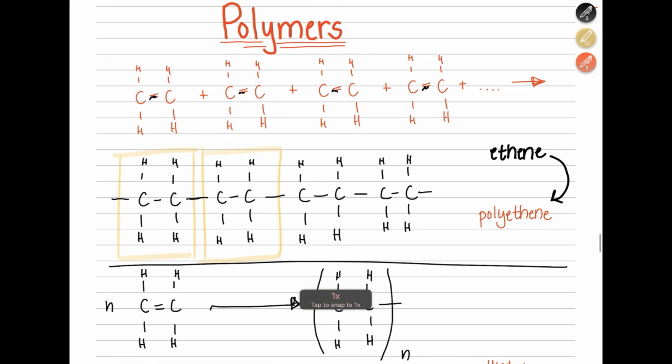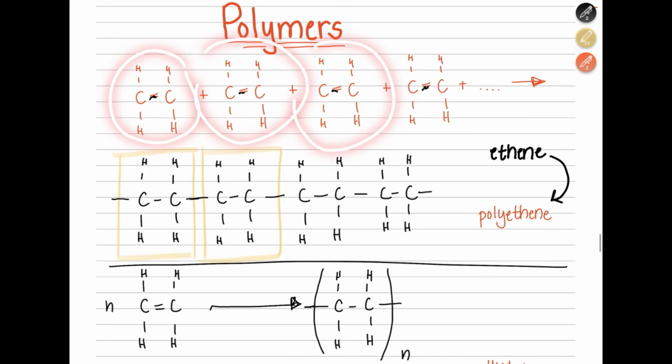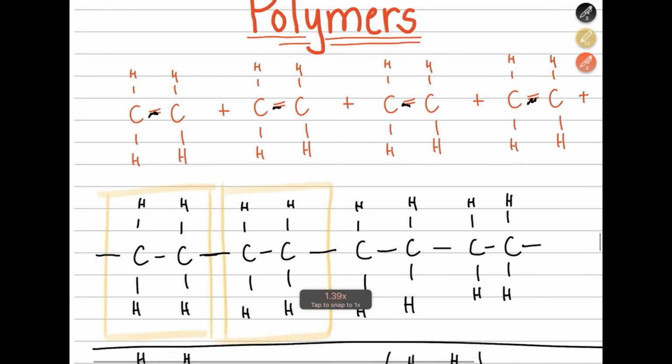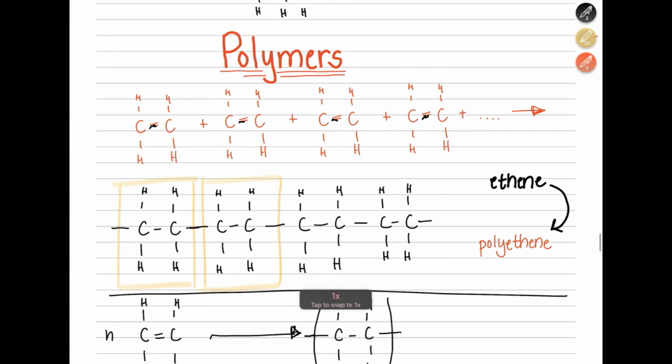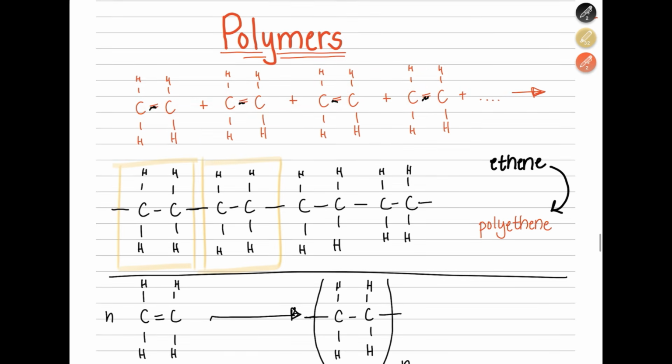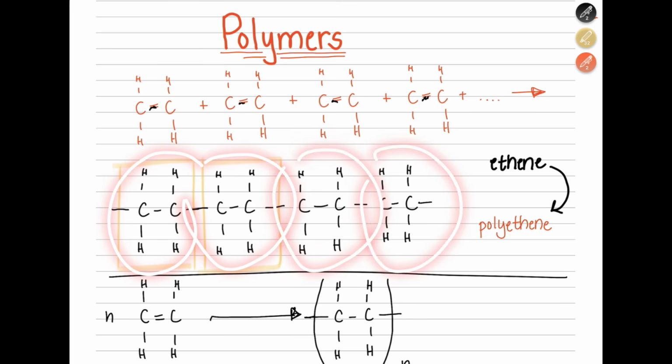Polymers is basically when many monomers join together, you get one big polymer. Let's say here you had many molecules of ethene. This was your double bond, right? So the double bond breaks, these join together. If you look here, ethene turns into polyethene. You have many molecules of ethene, the double bond broke, and you get polyethene.